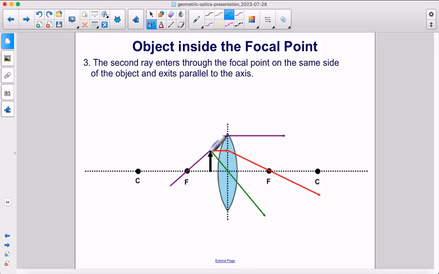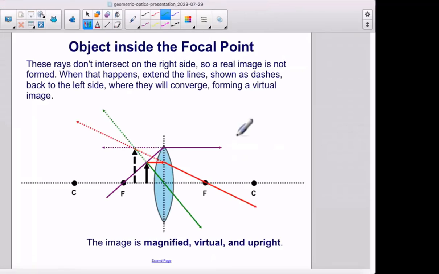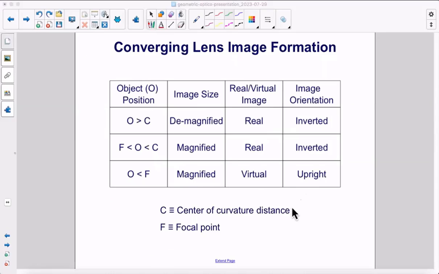The third ray starts at the top of the object, goes right through the center of the lens. These rays do not intersect on the right side of the lens, so a real image is not formed. When that happens, we're going to dash back the lines. We extend them backwards, where they will converge, here, on the same side of the lens as the object. Therefore, this is a virtual image. It is also magnified and upright. Here is a summary of all of the image formation information for a converging lens based on object position.